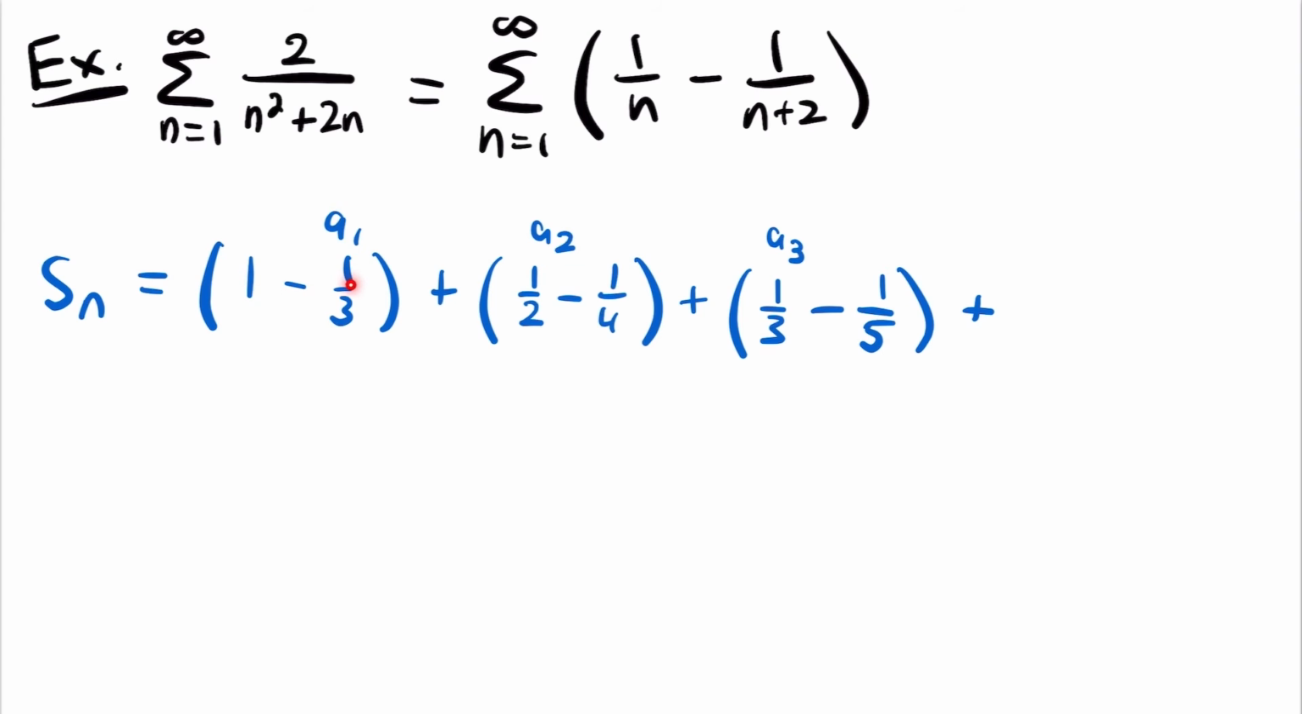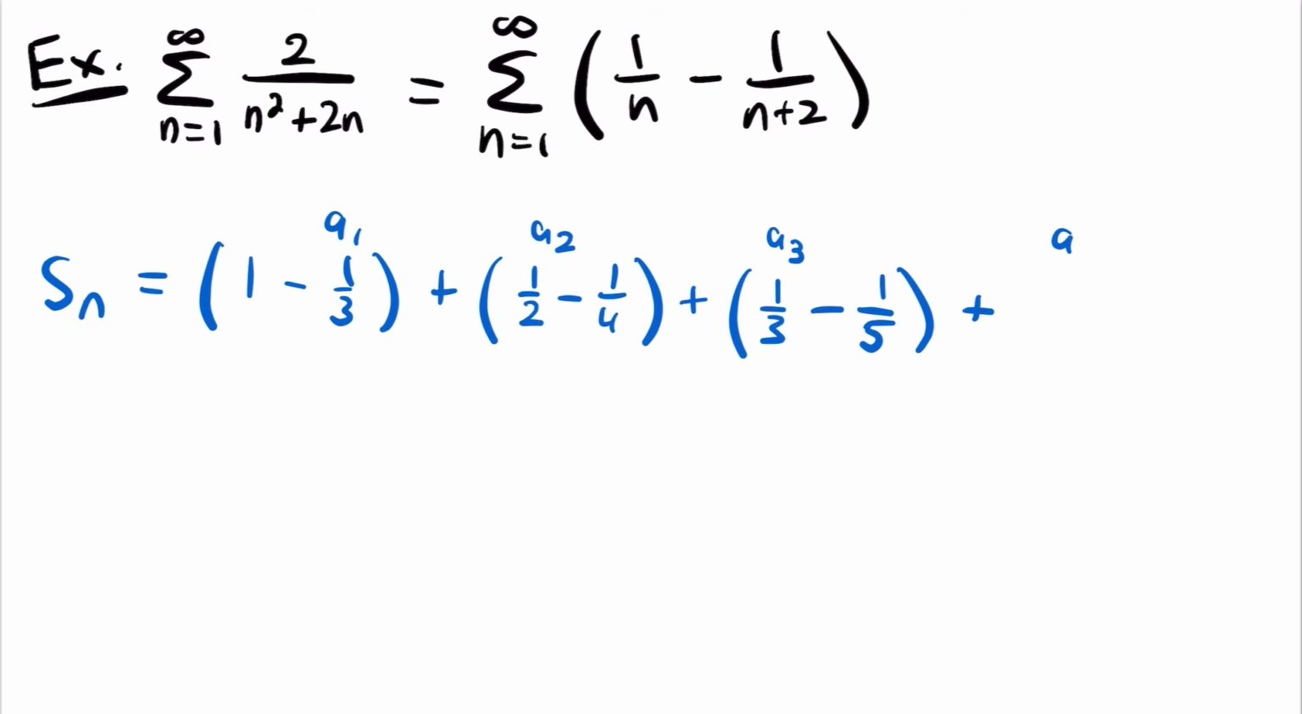We have 1 minus 1/3, but then the immediate next term is not positive 1/3. Positive 1/3 shows up later. So we do have terms that are canceling out, but not all of them. And so let's write out a couple more terms to see what's going to happen here.